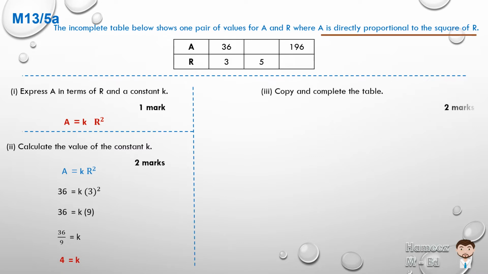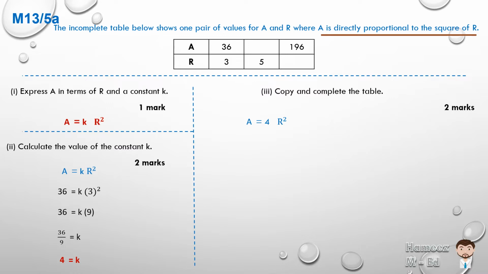So copy and complete the table. So as to complete the table now, we need to work out a when r is 5. Now we have our formula, a is equal to 4r squared. We no longer need to write k because the constant of proportionality for this question is 4.